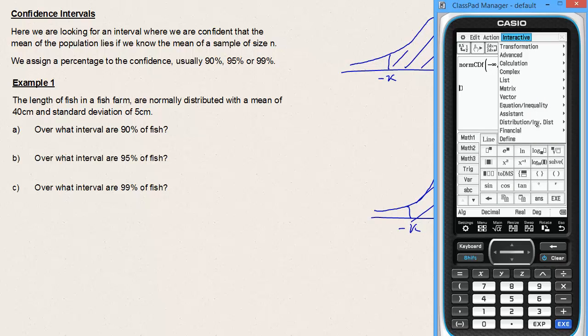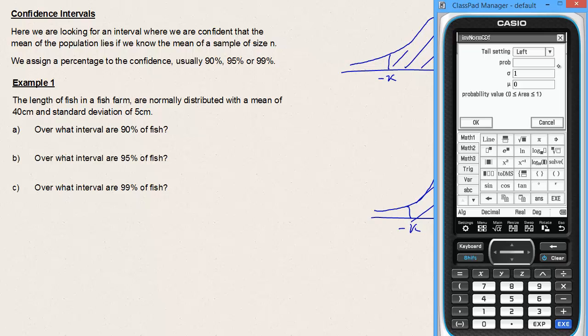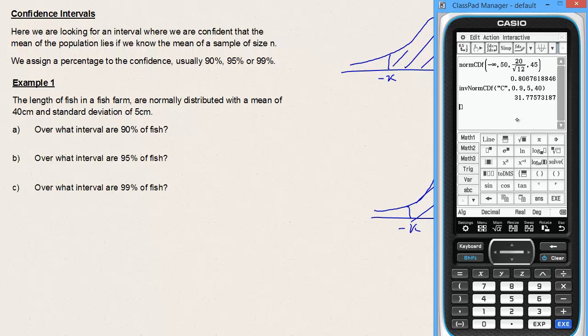Now we can do this using an inverse normal CDF. Symmetric about the center, probability 0.9, sigma is 5, mu is 40, and that gives us 31.78.